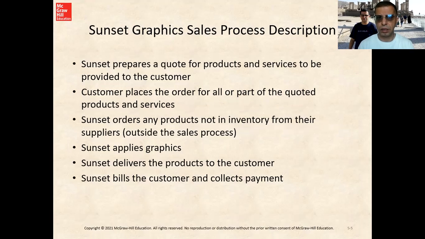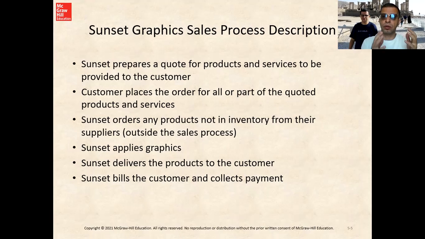And how do they do the business? Sunset prepares a quote for products and services to be provided to the customer. The salesperson goes to the customer, tells them about their products, and they agree to look at a quote. So Sunset prepares a quote. After the quote, the customer places an order for all or part of the quoted products and services. Sunset orders any product not in inventory from their suppliers, outside the sales process. So there is a part that they have in their inventory, and if they don't have some parts, they will order them from outside.